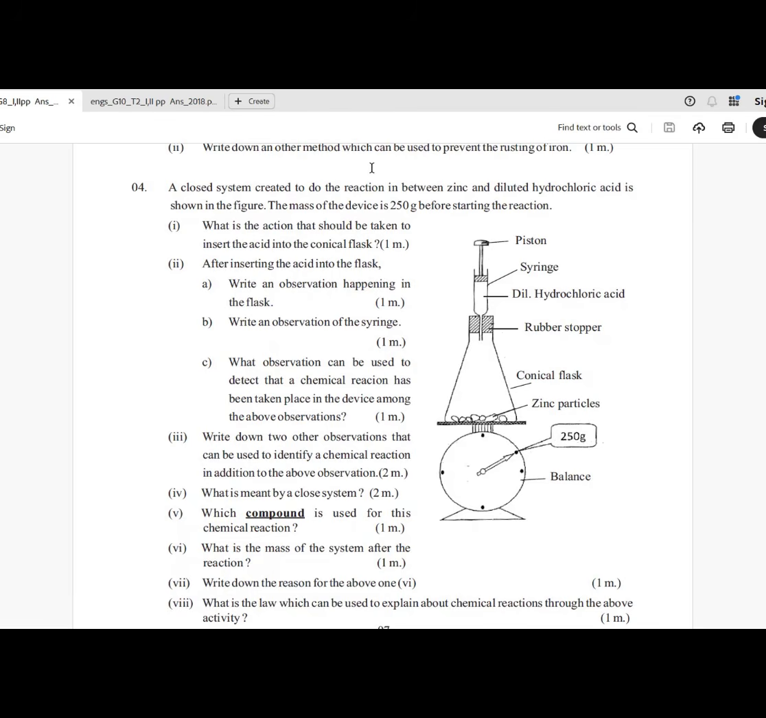Question number 4. A closed system created for the reaction between zinc and diluted hydrochloric acid is shown in the figure. The mass of the device is 250 grams before starting the reaction. Roman number 1. What is the action that should be taken to insert the acid into the conical flask? Answer: push the piston into the syringe.